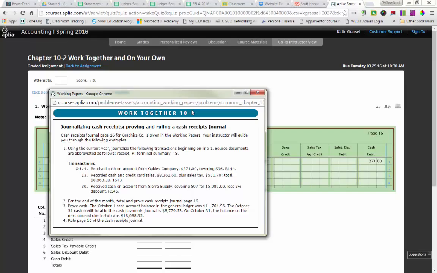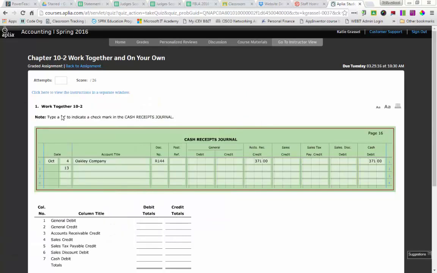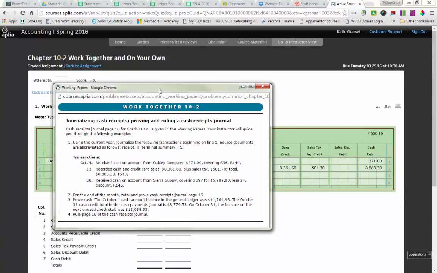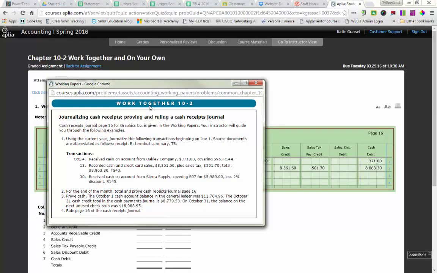The date is going to be the 13th. So when I look at the transaction, the accounts that I'm affecting are going to be sales, sales tax, and cash. All of those are special columns. And because I'm using three special columns, I'm going to go through and put a check mark in the account title, TS43, and then I will also put a check mark in my post reference, because again, I'm using special columns. Sales is going to be debited for $8,361.60. Sales tax is $501.70 for a total cash of $8,863.30.